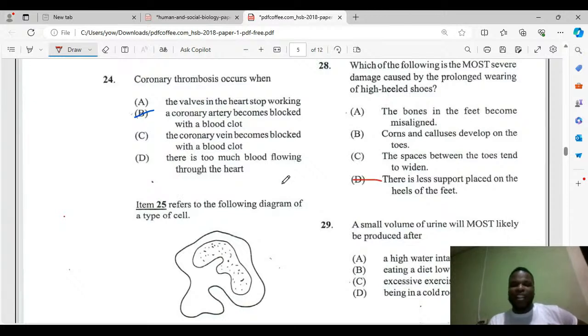So a small volume of urine will most likely be produced after what? A high water intake, eating a diet low in salt, excessive exercise, or being in a cold room for a long time. So you're saying C. Some people are saying C. So C.